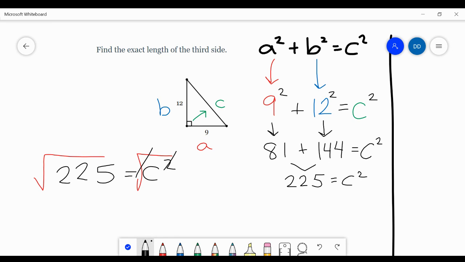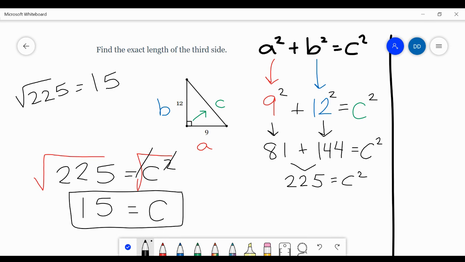They're inverse operations. So all we're left with is C over here, and then 225 is a perfect square. The square root of 225 is equal to 15. So this is equal to 15. Not the square root of 15, just the number 15. And that's it. That's what C is equal to. So you label your triangle A, B, and C, plug in which terms you know, and solve from there.